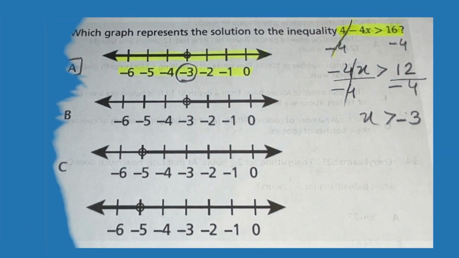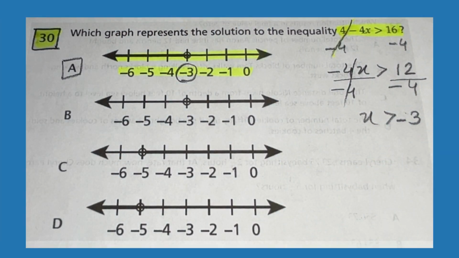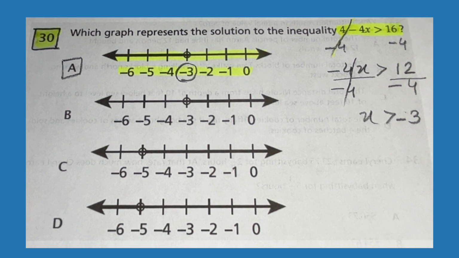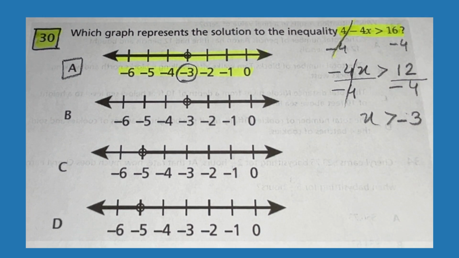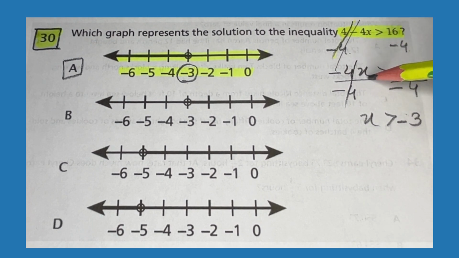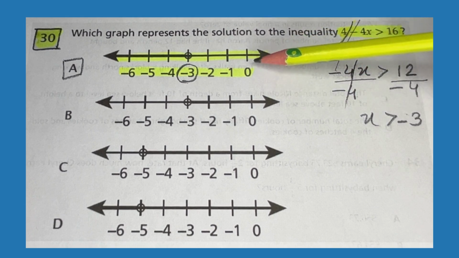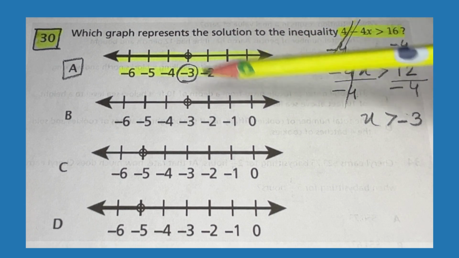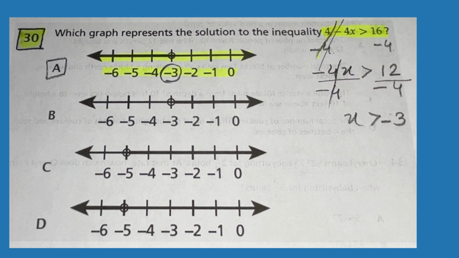Which graph represents the solution to the inequality? So that is the solution here. If you see here, there is a -4 and -4 that cross out, so 4x and -16 -4, so it will be 12. So 4 again, here is a -4 and cross out, so x is -3. So this is the correct answer we have. This is the -3 we have.